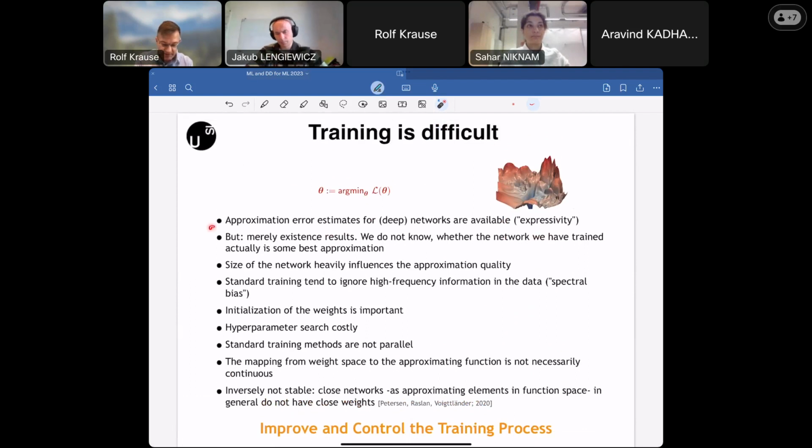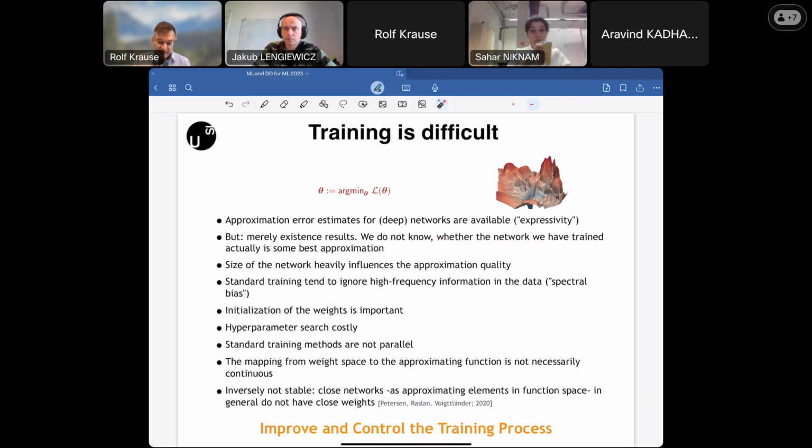We know that we can approximate any function. So what they say is networks are quite expressive. What we do not know is which function we get after training. So whenever they tell you in machine learning, I can approximate any function, the correct answer is I know, but you have no idea whether the network you have trained is by any means related to the function showing up in the proof, which in principle could approximate your classifier or whatever you are interested in. Okay, so we do not know whether the network we have trained actually is some best approximation.